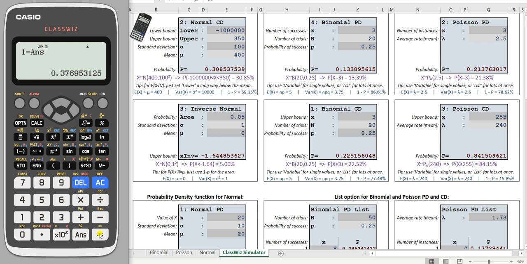Now the last thing I briefly want to look at is the list option for Binomial PD and Binomial CD. It's particularly nice if you're trying to get a feel for a distribution.